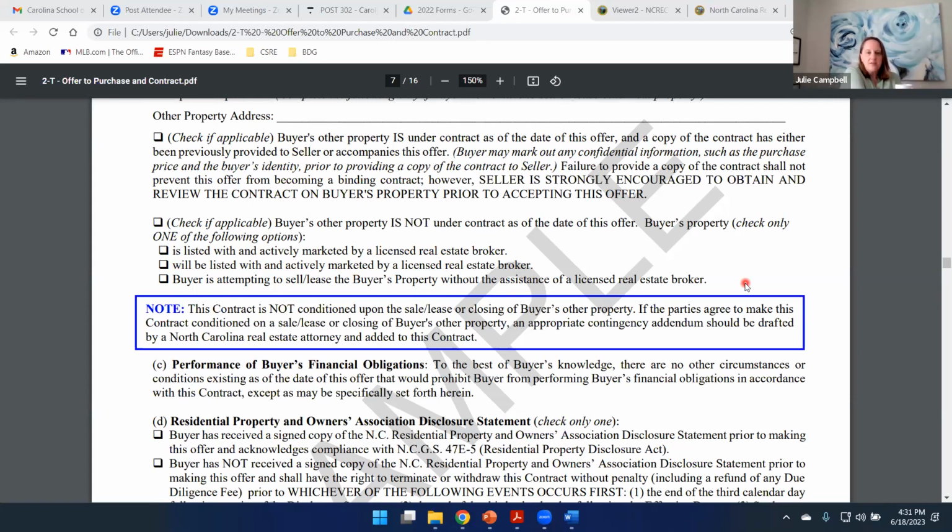The blue note reminds us that this contract is not conditioned upon the sale or lease or closing of the buyer's other property. If the parties agree to make this contract conditioned on that sale or lease, an appropriate contingency addendum should be drafted by a North Carolina real estate attorney and added to this contract. Once again, you may get your hands on a contingent sale addendum, but that form has been retired. It's no longer in place, in practice. So we can't use it. That's what it means.